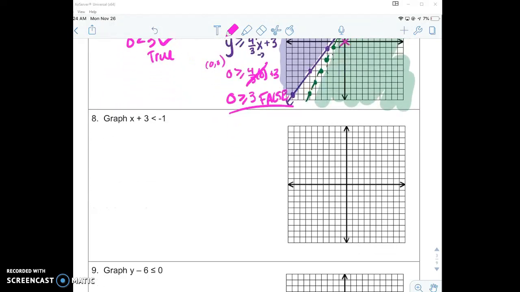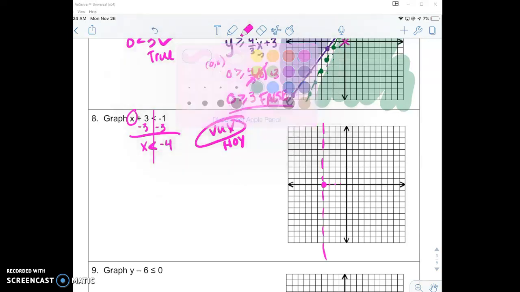Graph x plus 3 is less than negative 1. This needs to be in y equals mx plus b format, but I notice I don't have a y, so I am just going to solve this for x by subtracting 3 on both sides. X is less than negative 4, so I'm starting where x is negative 4. This is an x-only equation, so this is a vertical line, and it's less than, so it needs to be a dotted line. And x is everything less than negative 4, that is everything to the left.